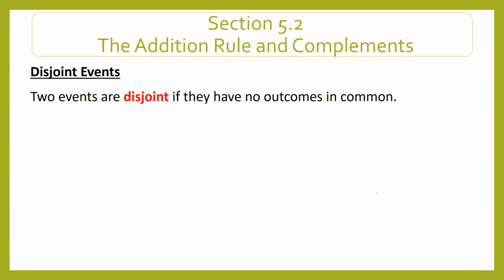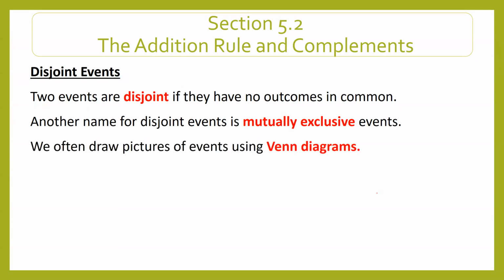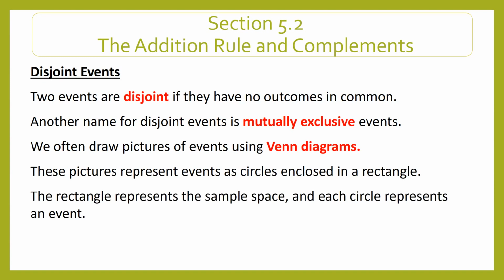Good, let's go to a very important concept in probability. This is called disjoint event. Two events are disjoint if they have no outcomes in common. And sometimes this is called mutually exclusive. A Venn diagram is usually used to represent this type of thing, and it is enclosed with a rectangle. The rectangle represents the sample space, and each circle represents an event.